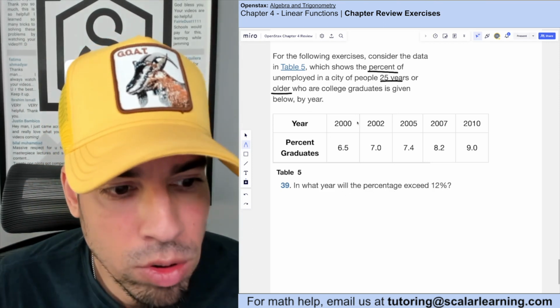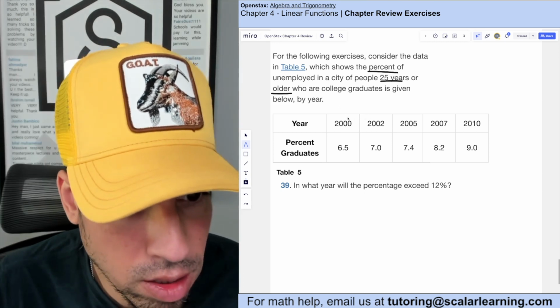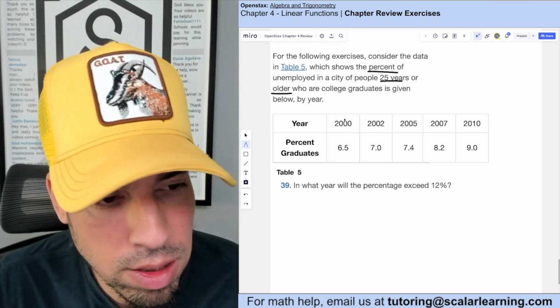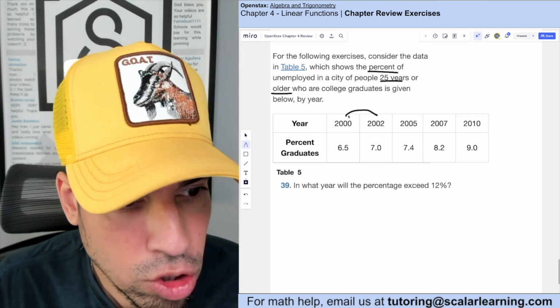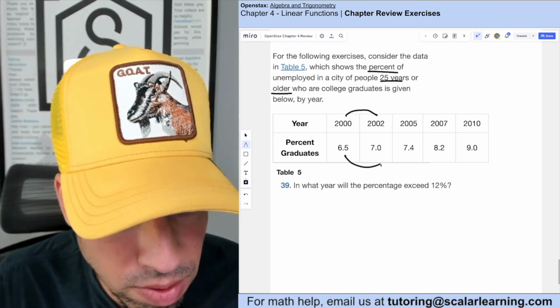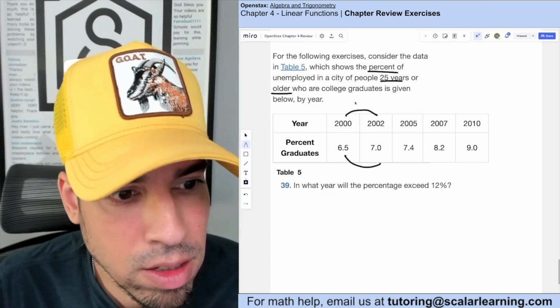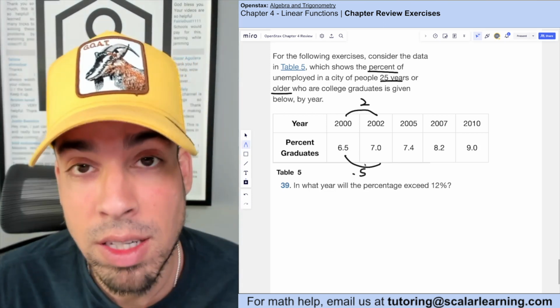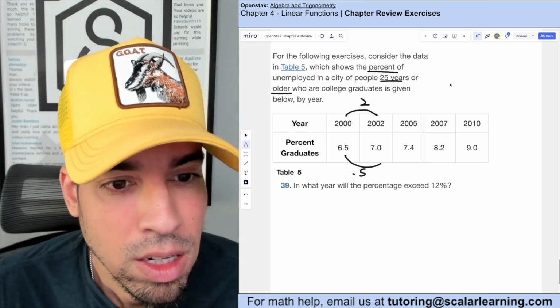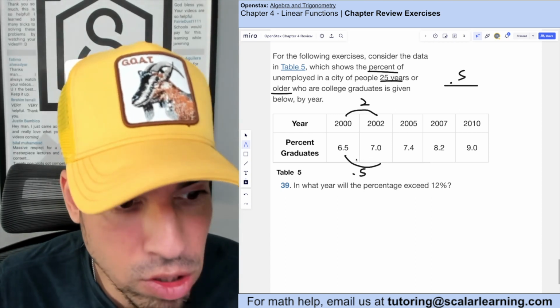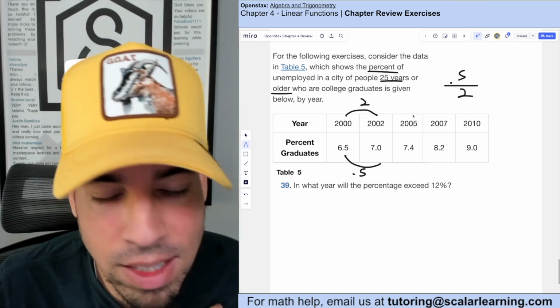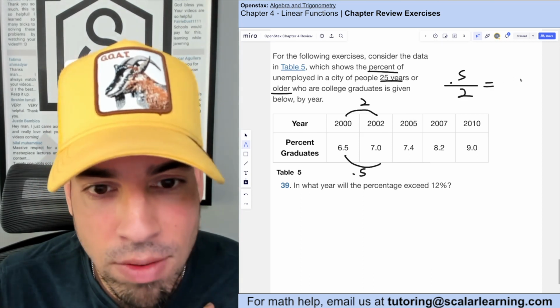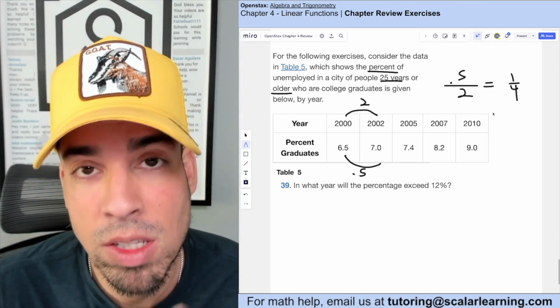What we're going to do is take two values and assume that this is linear. We're going to say 2000 to 2002, 6.5 to 7.0. That's a difference of 2 in x, and a difference of 0.5 in y. So we're going to calculate a slope: the difference of the y's, 0.5, over the difference of the x's, 2, which is 1/4. So this is going to be the slope of the line.